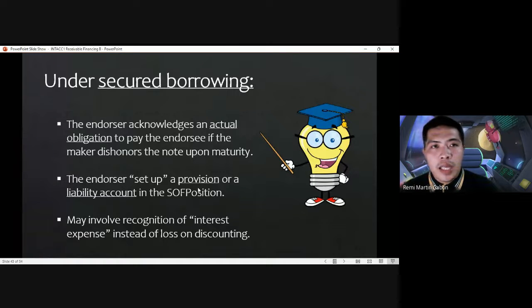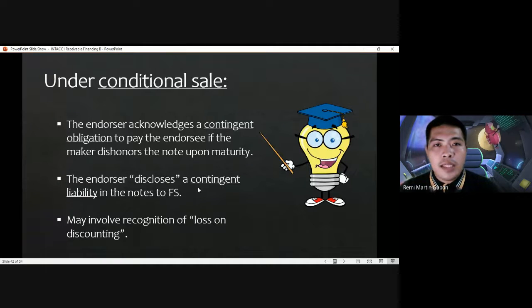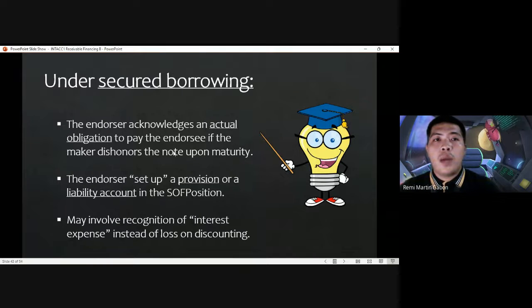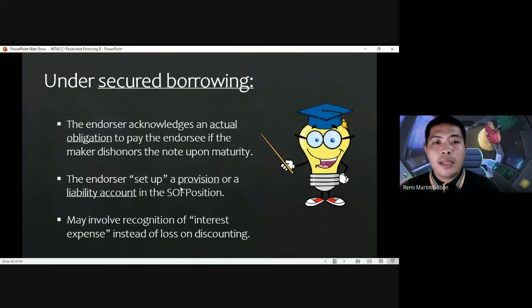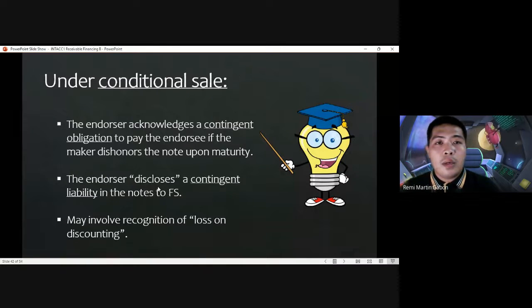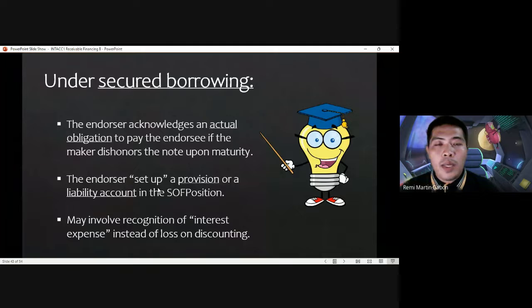So how do we differentiate? Conditional sale, contingent obligation, while secured borrowing, actual obligation. Conditional sale, contingent liability disclosure, while secured borrowing, setting up of liability account. Conditional sale, loss on discounting, while secured borrowing, interest expense. Okay? Interest expense.